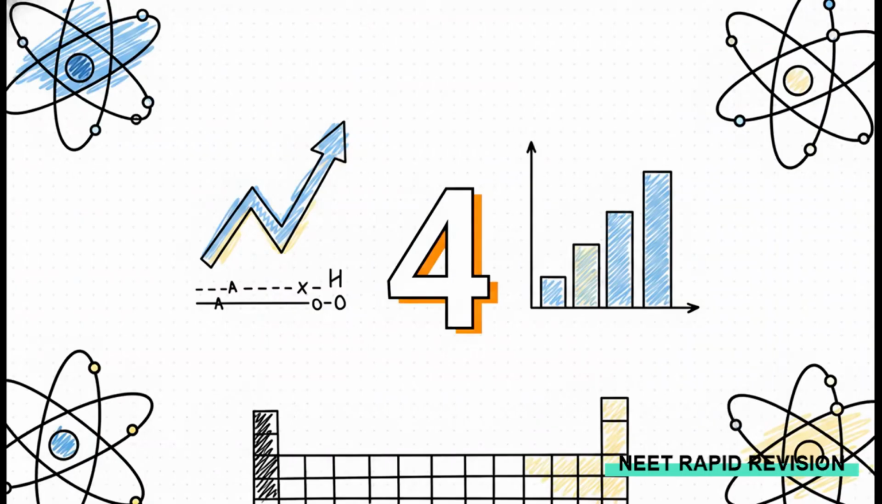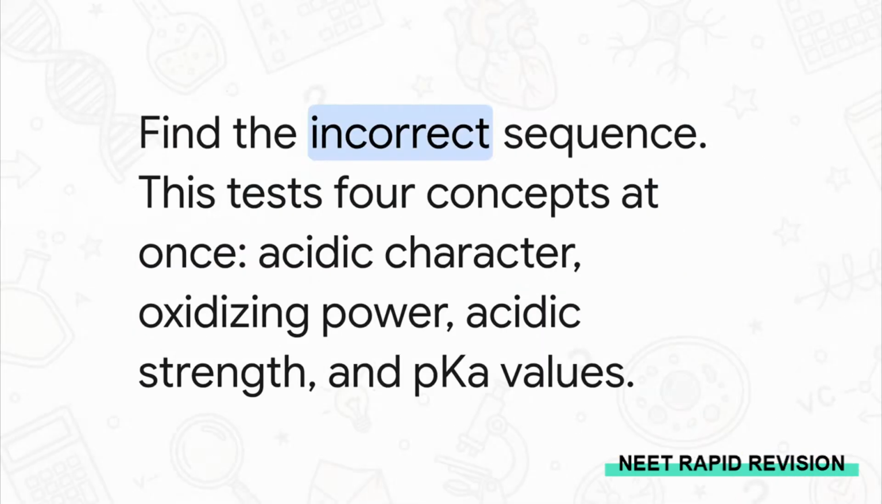Coming in at number 4 is a classic from inorganic chemistry that's all about testing your command over periodic trends. Okay, here's a little insider tip. These find-the-incorrect-statement questions are a favorite because they're super efficient. They let the examiner test you on 4 different concepts all in one go. You've got to be sharp and know your trends across the entire periodic table, up, down, left, and right.